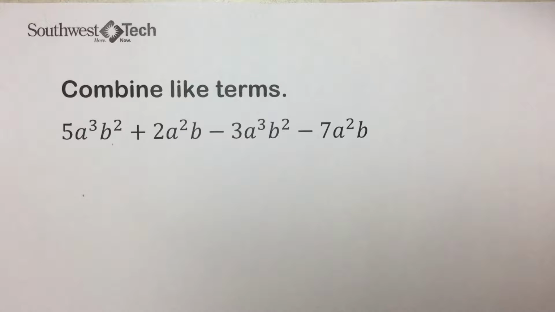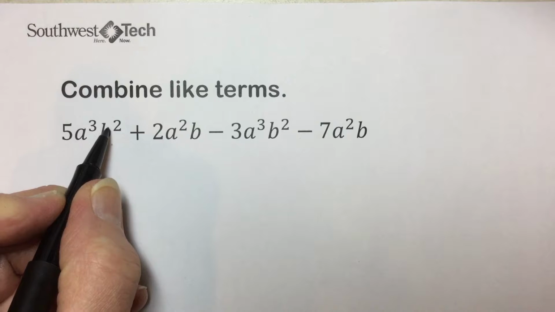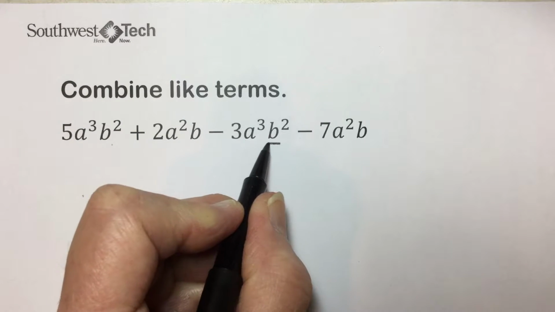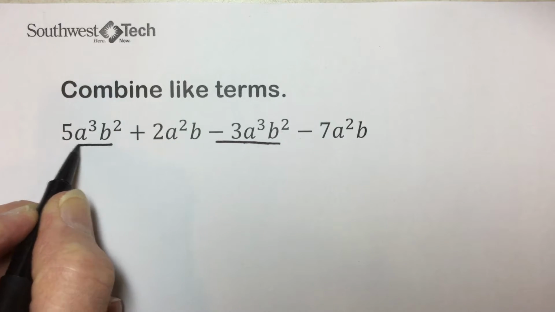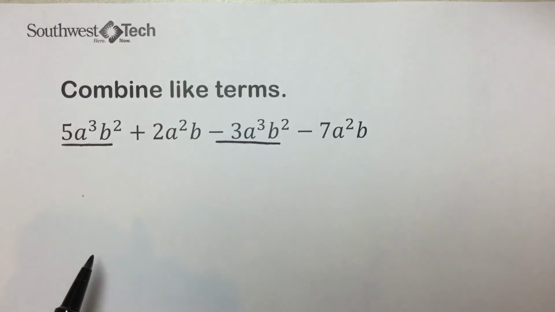Like or similar terms either have exactly the same variables with exactly the same exponents or are constants. So here we have an expression that we need to simplify by combining like terms if present. In the first term, a is to the third, b is to the second, and here we see we have a similar term because we have exactly the same variables to the same exponents.